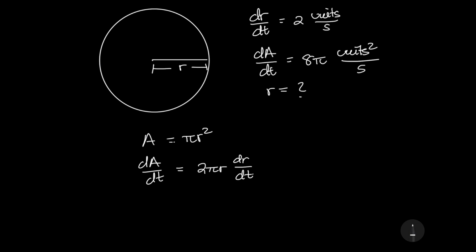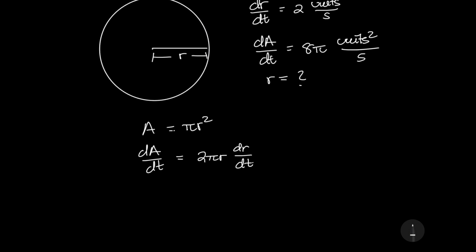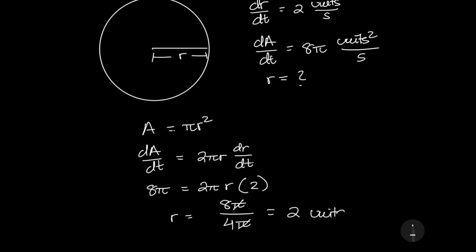And so now we have an equation. Now, given our information, dr/dt equals 2, and dA/dt is equal to 8 pi, let's figure out what r is. We know that dA/dt is equal to 8 pi, so 8 pi equals 2 pi times r, and r is what we're looking for, times dr/dt, which is 2. So let's solve for r. r would be equal to 8 pi divided by 2 pi times 2, which is 4 pi. Now pi and pi cancel out, and this just leaves us with 2 units. So at this specific instant in time, the radius of the circle has to be 2 units.